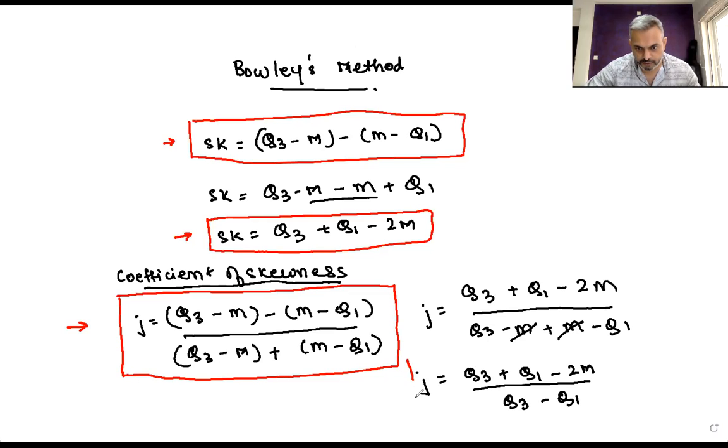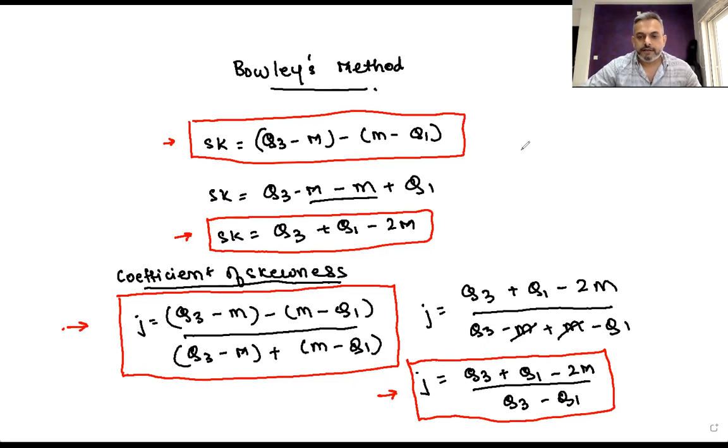So this formula directly we can use in long sums, but in some of the short sums, we will have to use this formula, this one. So these four formulas you have to learn. As per Bowley's method, J will be between minus 1 to plus 1.